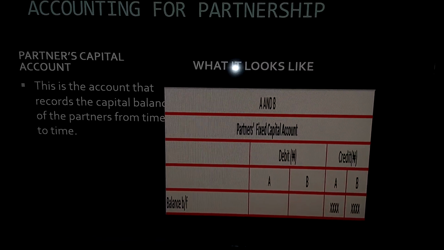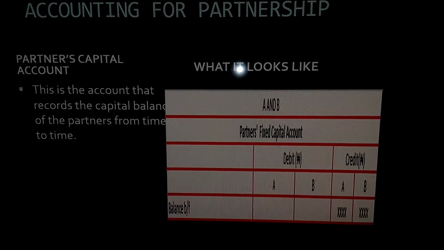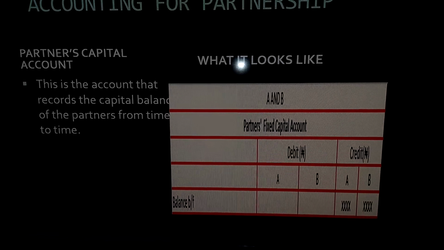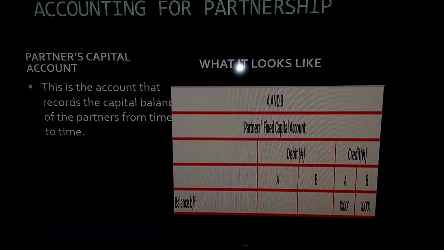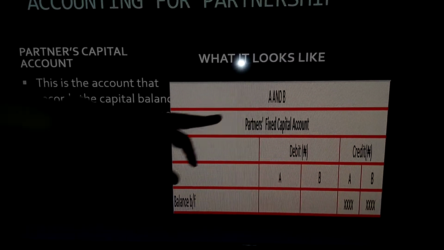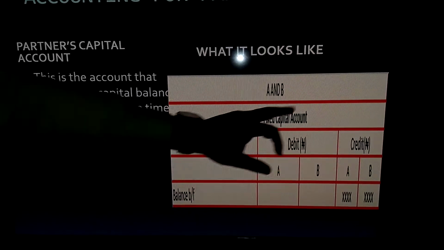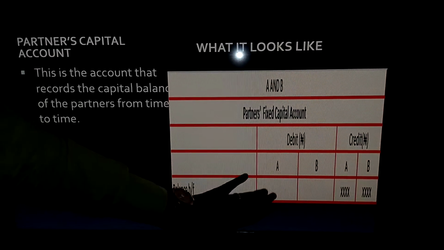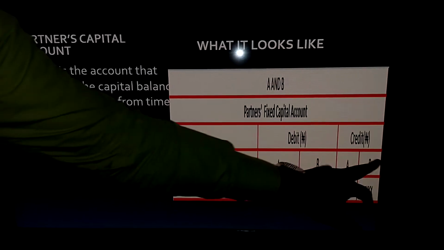But in this case, we are operating the fixed capital account. That means the balance in the capital account of the partners does not change. So we have A and B. So we have the partners' fixed capital account. You can see debit here for A, B, credit here for A and B.